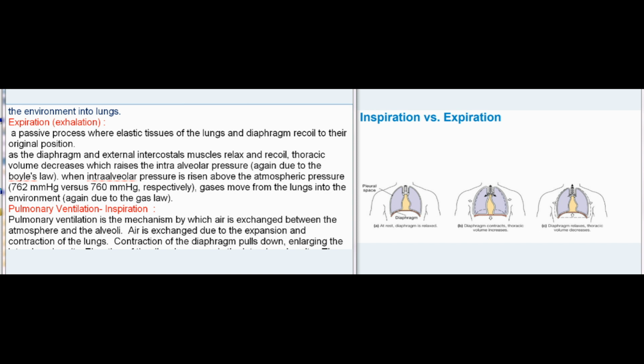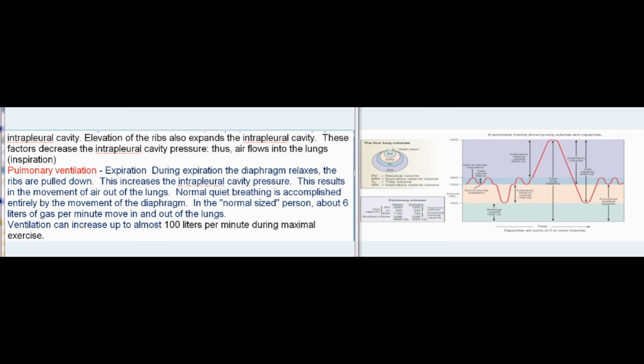Pulmonary ventilation. Inspiration. Pulmonary ventilation is the mechanism by which air is exchanged between the atmosphere and the alveoli. Air is exchanged due to the expansion and contraction of the lungs. Contraction of the diaphragm pulls down, enlarging the intrapleural cavity. Elevation of the ribs also expands the intrapleural cavity. These factors decrease the intrapleural cavity pressure, thus air flows into the lungs.